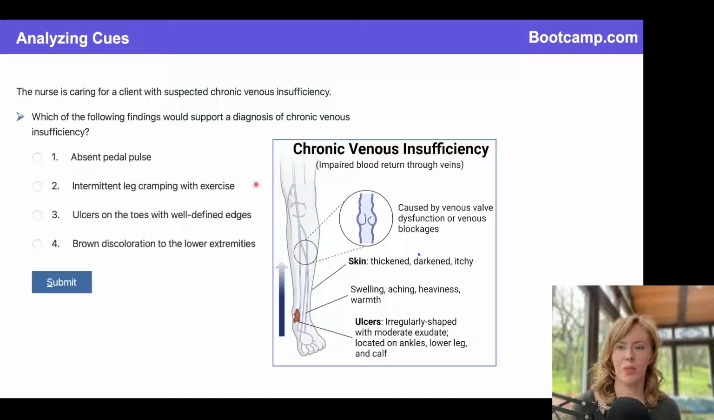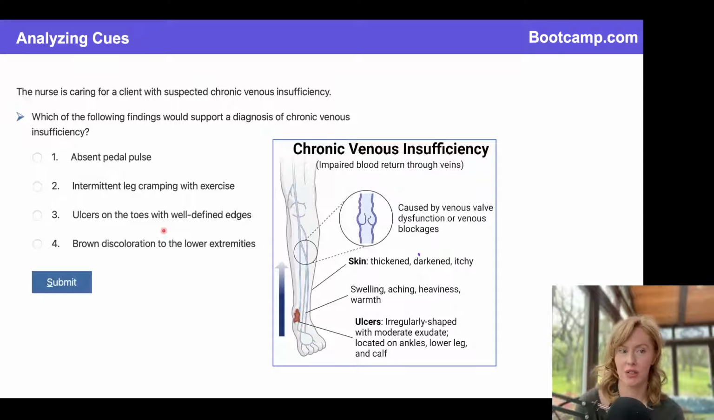So yes, you might remember the term intermittent claudication, and that is a feature of arterial disease because when you walk around, your muscles are using the oxygen, and then when the oxygen runs out, it can't get new blood flow, and so it cramps. So this is an arterial problem. Then ulcers on the toes with well-defined edges.